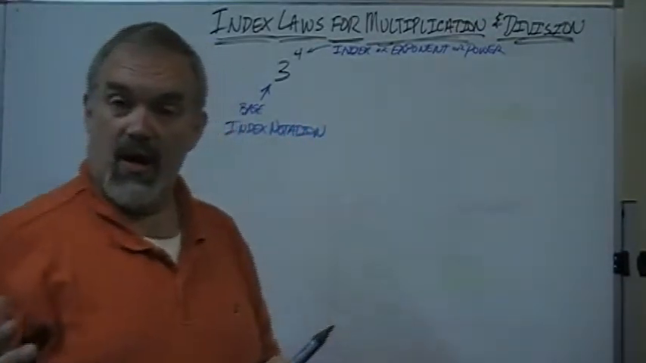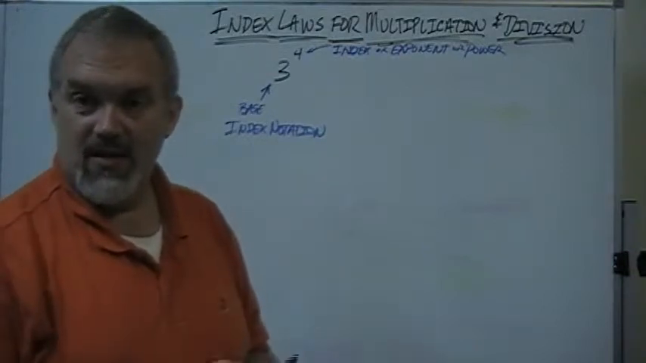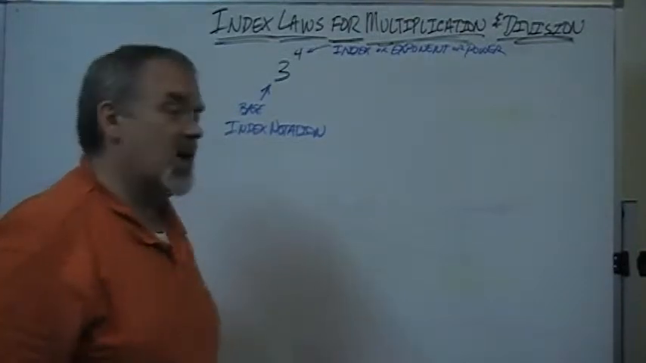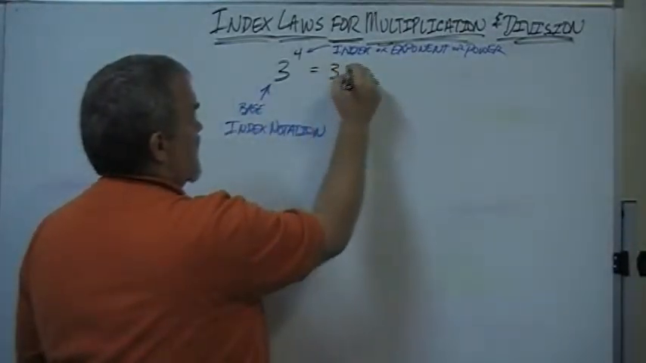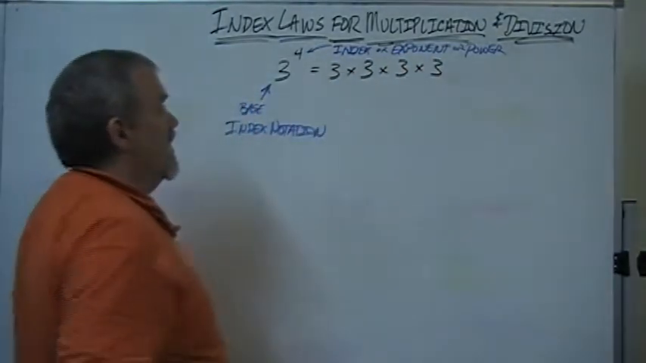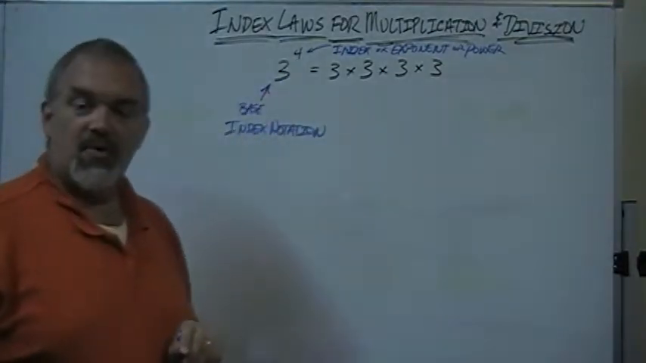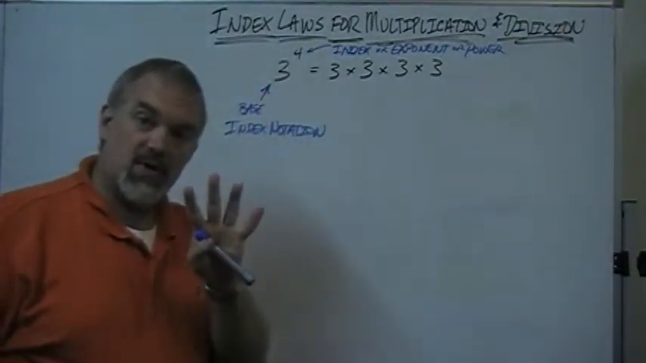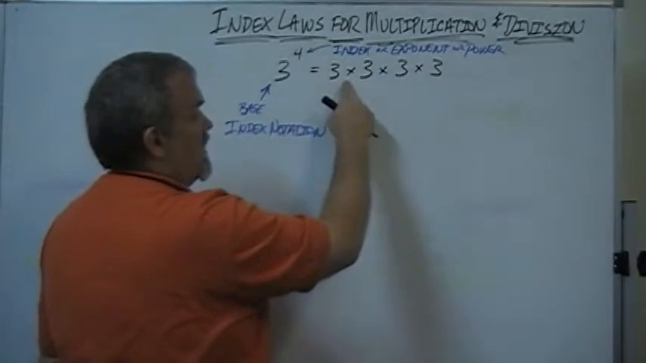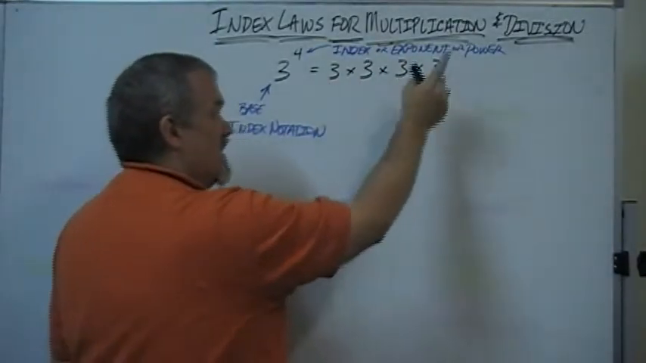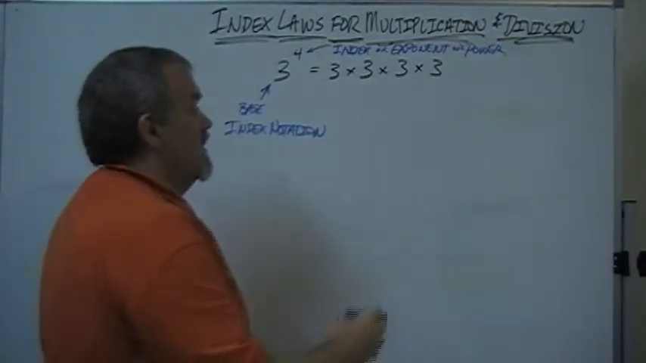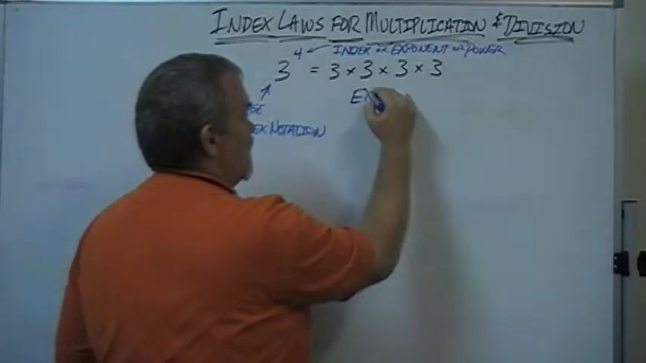Now, also revision, I hope. Let's talk about what this index notation means. 3 to the 4th does not equal 3 times 4. It's not the same thing. What does this mean? It means 3 times 3 times 3 times 3. In other words, the 4 tells me that I multiply 3 by itself 4 times. I have 4 3's that I multiply by themselves. So 3 times 3 is 9, times 3 is 27, times 3 is 81. This is index notation, and this is called expanded form.